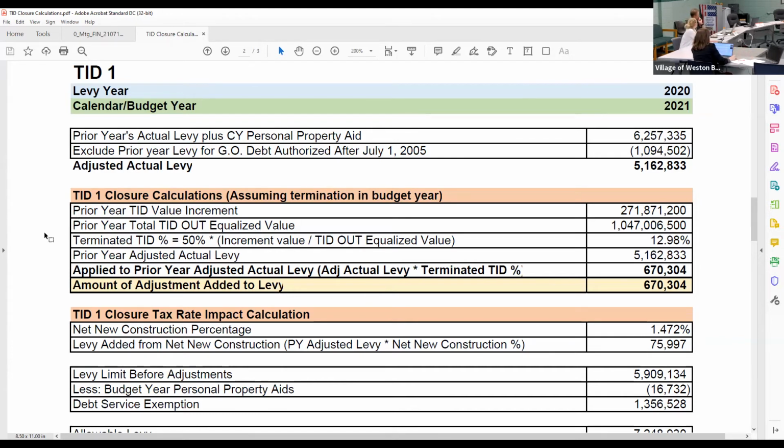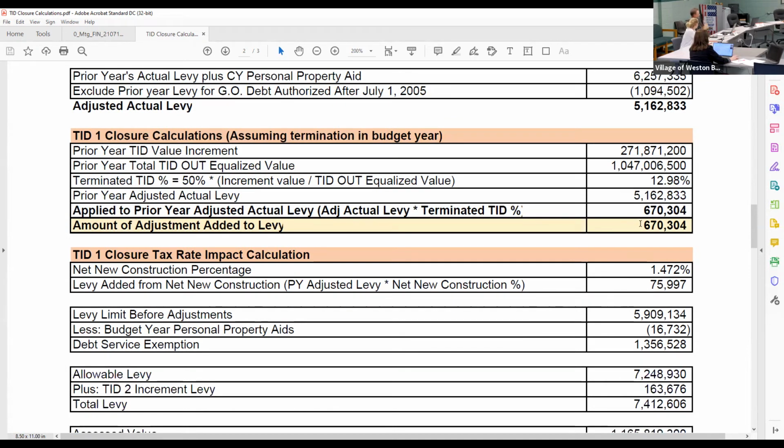Here's the TIF work paper that Jenna used to calculate. It includes a ton of numbers. It does. So it's kind of like the levy limit worksheet, and then this is your adjustment that you could take when you close a TID. So you take the increment value, which is 271 million. And then you have to divide that by the TID out equalized value. And then we get 50% of that. So we get to take back 12.98% of that increment value, which is what this ends up being.